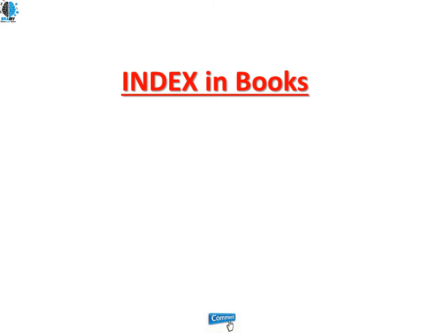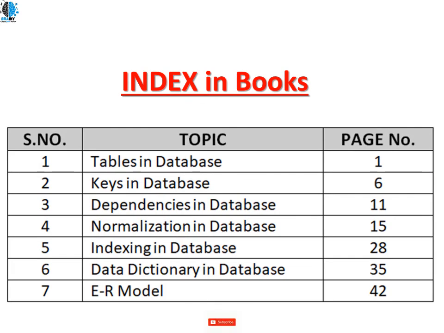So, index in books. Here we will have different topics and a page number. Usually in every book we have the serial number of the topic and its respective page number. So whenever you are going to look for any specific topic, for example, if you are looking for dependencies in database, you are going to select topic 3 here and its respective page number 11. So this is the importance of index, why we need the index. Index will help you to select the desired content.